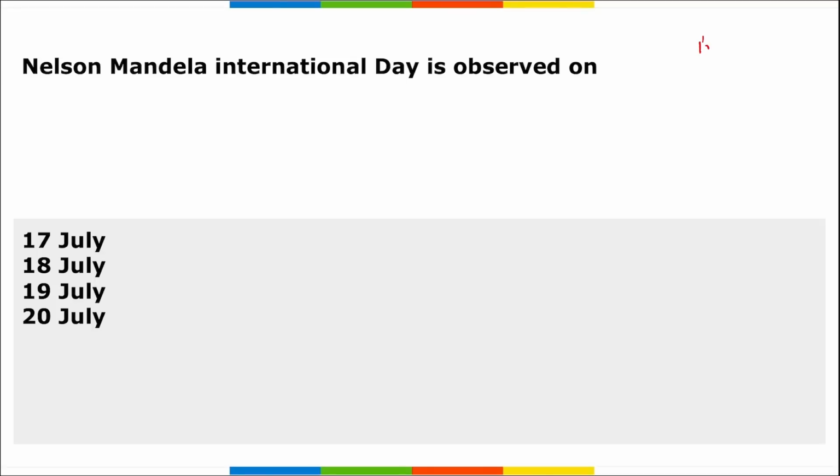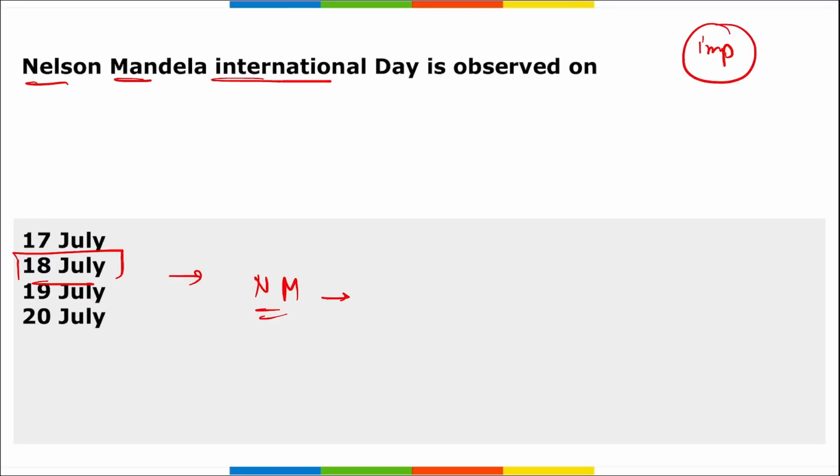Next is an important day. Do take a note of it. Nelson Mandela International Day. When do we observe this? It is observed on 18th of July. This marks the birth anniversary of Nelson Mandela, who played an eminent role in creating a non-racial constitution for South Africa, right? And also in ending the apartheid system of South Africa.